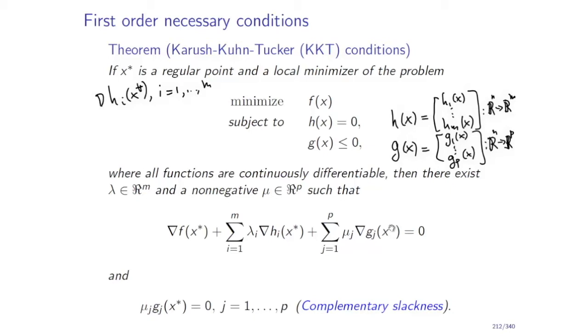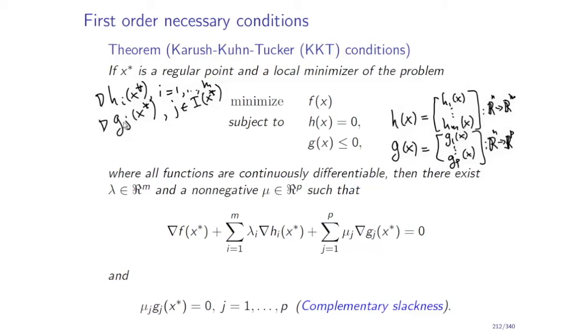Regularity for the problems with both equality and inequality constraints, we'll define it similarly, and we'll just add the set of the gradients of g_j of x star, where the indices j now belong to the set of indices of active constraints for the point x star. As we said, the constraints that are inactive don't play any role with respect to local optimality of the point x star for our problem, so we need to only focus on the constraints that are active at the point x star. And the set of active constraints is given by the indices in I of x star.